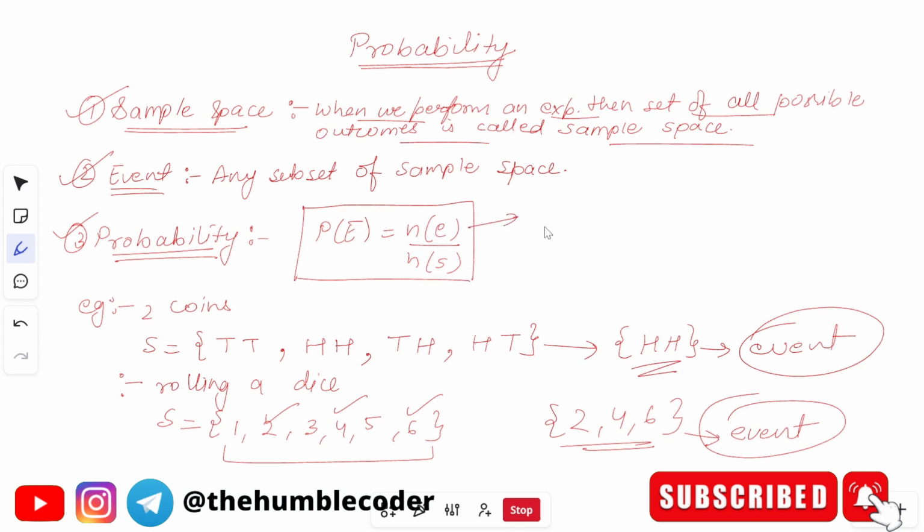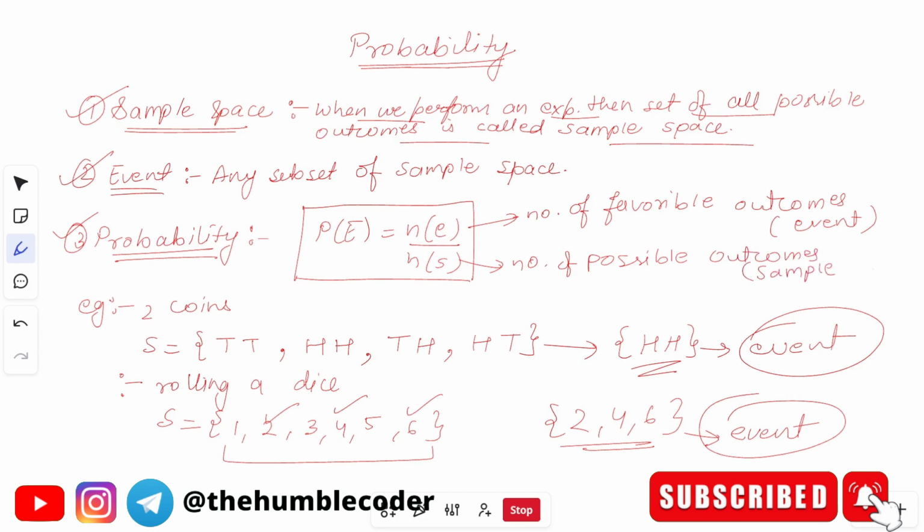Now you might be thinking, what is n(E)? So n(E) is nothing but the number of favorable outcomes, which is also called the event, divided by the number of possible outcomes, which is the sample space. So the probability formula is nothing but event divided by sample space, in simpler terms.